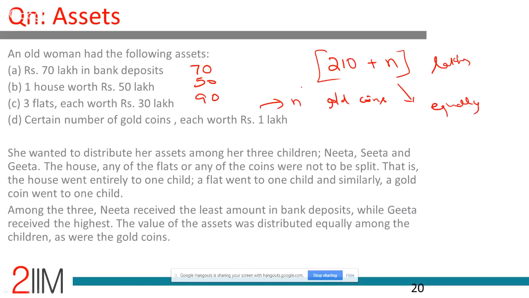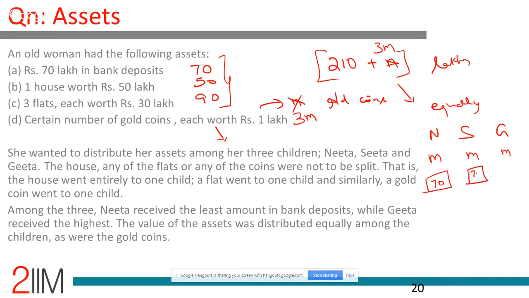So the key point here: if the overall assets are distributed equally and gold coins are distributed equally, this should also get distributed equally. Otherwise, one person will get more or less. So I'm going to rejig this question by changing the numbers. Not n gold coins, 3m gold coins. Neeta, Sita, Geeta, each one gets m gold coins. The total number of other assets, each of them gets 70, 70, 70. This is total, mind you.